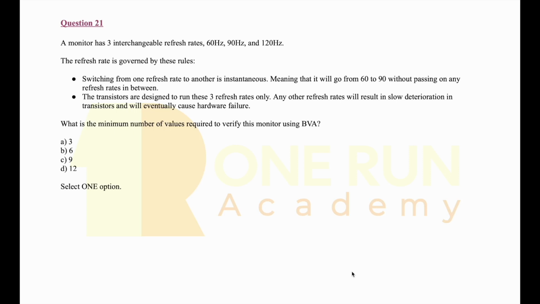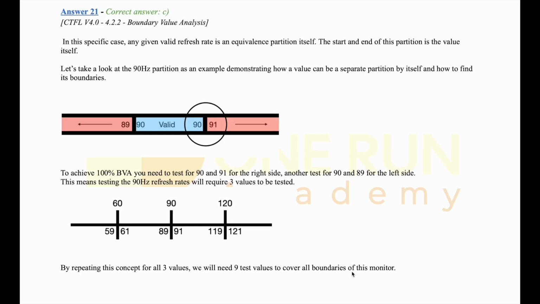So in this specific example, any refresh rate is considered a whole partition itself. As you know, a partition is considered a partition when all the values inside this partition have the same outcome. So if we take the 90 Hz partition as an example, you can see that the valid partition is one value, only 90, while 91 and above belong to the invalid partition. The same goes with 89. 89 and below, these fall under the other invalid partition.